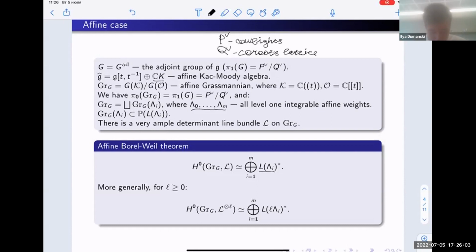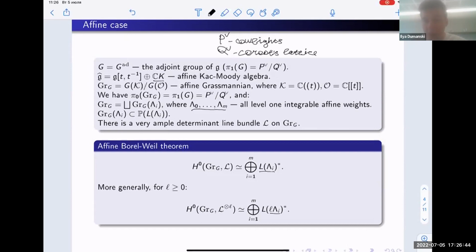Let us also claim that more generally, for arbitrary non-negative integer L, the space of sections of the L-th power of the determinant line bundle on the affine Grassmannian is the direct sum of all irreducible modules of ĝ of highest weights Lλi's. So we just take multiples of the level one affine weights.